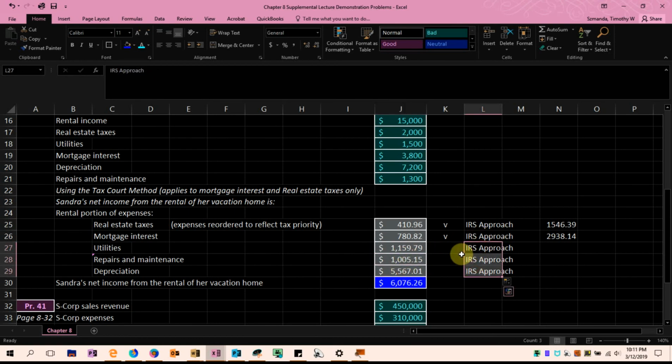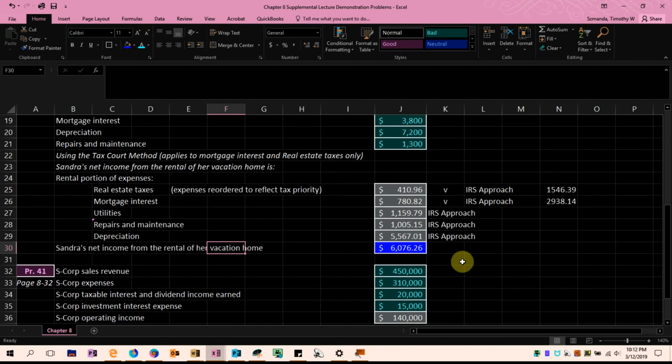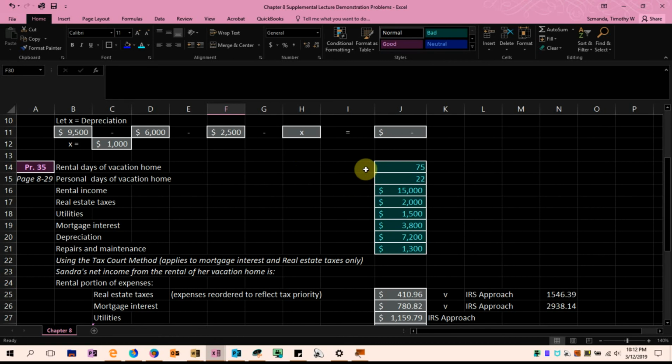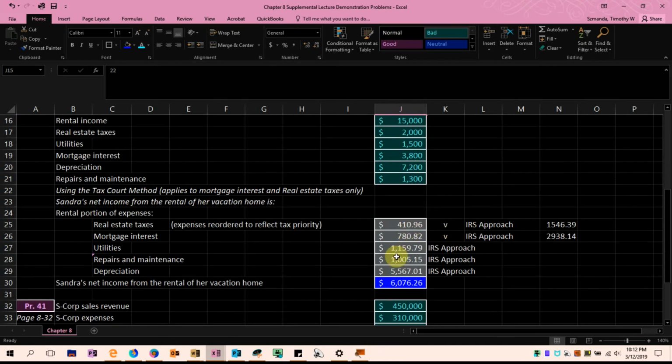So here, as I'm going to slide this over to make it a little bit easier to see, we have no choice. We have to use the IRS approach. As I said up here, we're using the tax court approach just for these two expenses. We are not allowed to use the tax court approach for any other expenses. Okay, so that's the way in which we allocate shared expenses when it's used for rental purposes and for personal purposes, that personal rental category, where we have to allocate shared expenses.